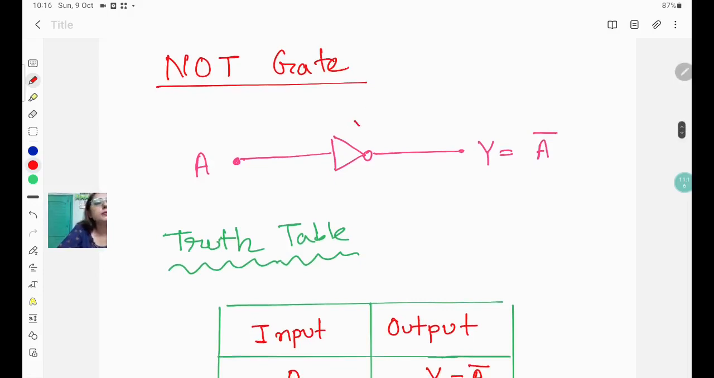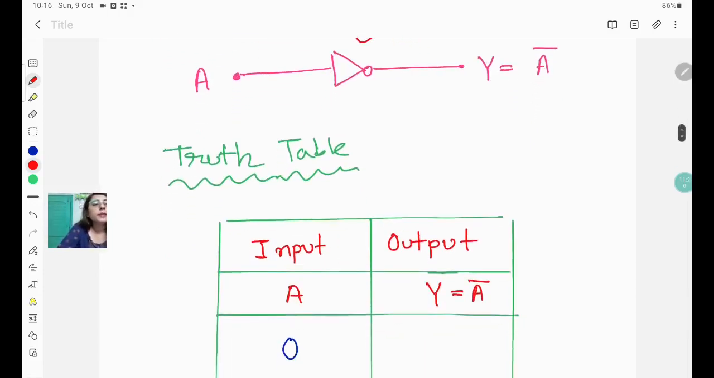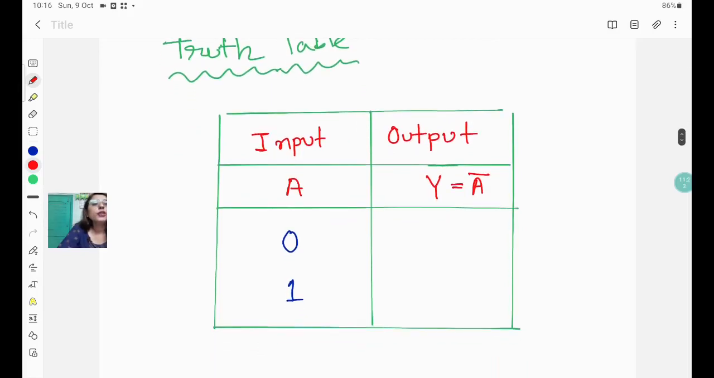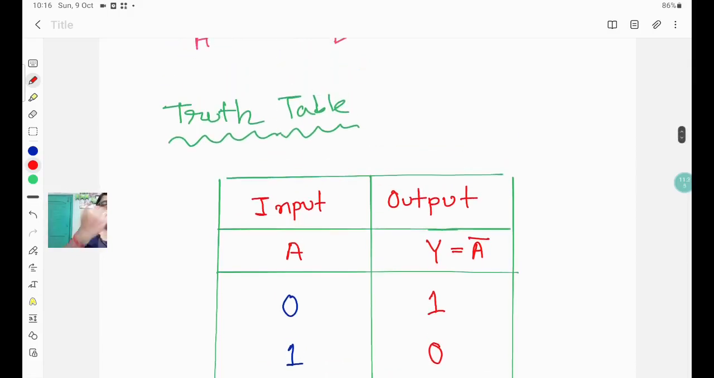That is, the output is the complement of the input, right? So this is the basic symbol or the circuit symbol of NOT gate, and the input and output are such that if we are giving a 0, the output will be 1. If we give an input 1, the output will be 0. Okay, so these are the 3 basic building blocks: AND, OR and NOT gate.